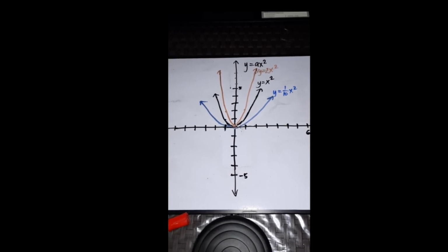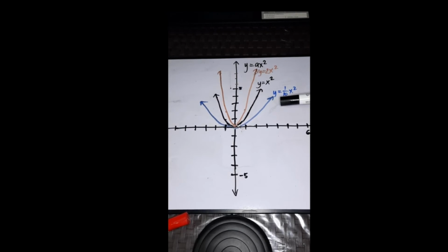As you can see, we have here y is equal to 2x squared. Based on our graph, if a is greater than 0, the parabola opens upward. Since the value of a is greater than 1, the graph or the parabola is narrower compared to y is equal to ax squared, wherein your a is equal to 1.